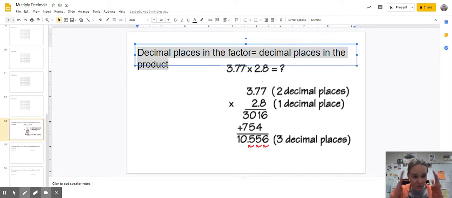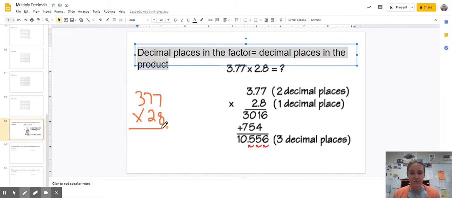Oh my goodness, there's so many decimal points. We just multiply it like we normally would. We would take 377 and multiply it times 28, just like normal. Pretend that there's no decimal points. Just ignore those decimal points for now. You don't even worry about them until the end.